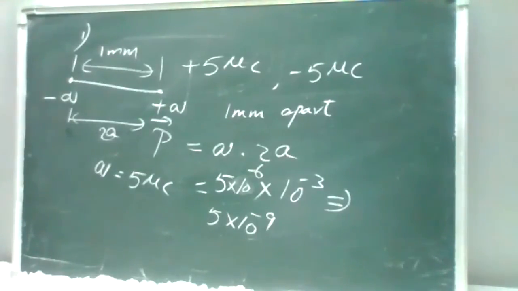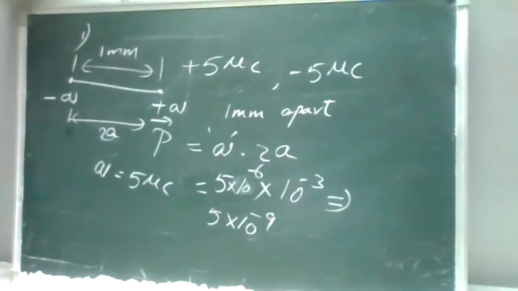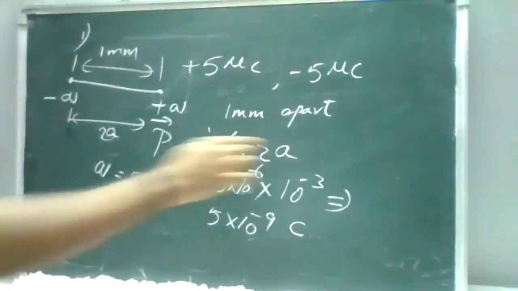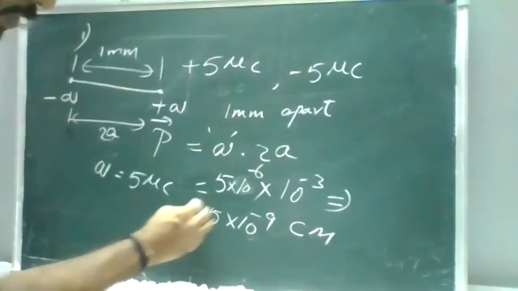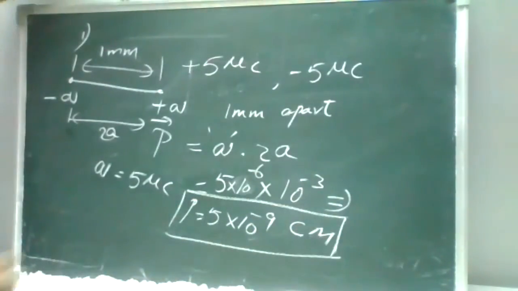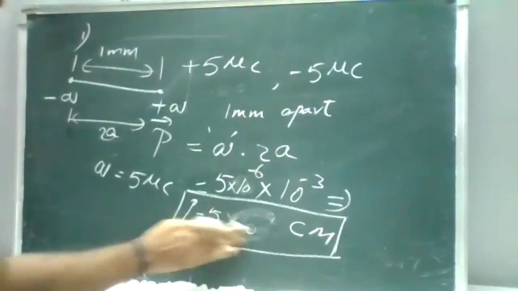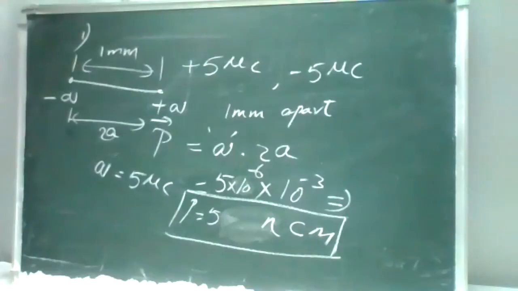What is the unit for charge? Coulomb. What is the unit for distance? Meter. So dipole moment is 5 into 10 power minus 9 coulomb meter. Or I can write 10 power minus 9 as nano. 5 nano coulomb meter. You can write like this also. So this is your answer.